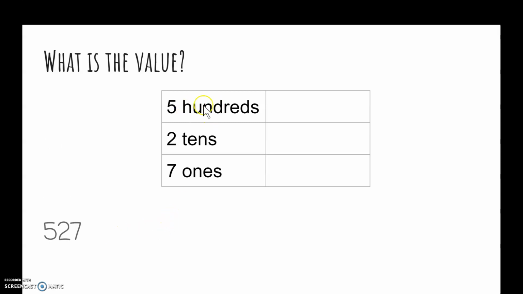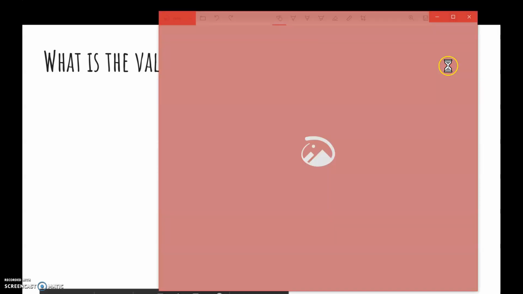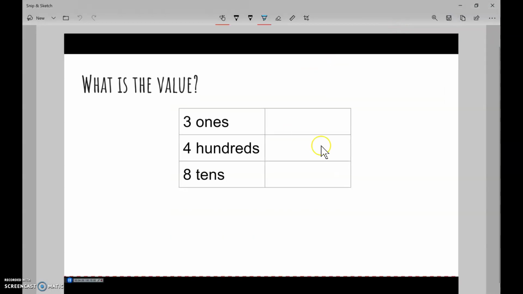Now, that only works when it was nice and neat. Be careful with reading. Now this one is what's the value, but notice now I have 3 1s, 400s, and 8 10s. So now it's not in the correct order. When that happens, I want you to think about what happens when it's not in the correct order. So now I can still write the values. So this is 3.